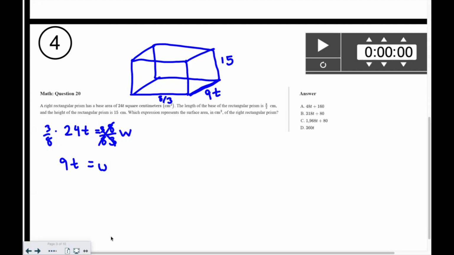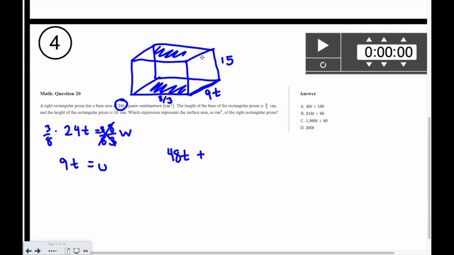All right, so that's the first thing we probably should do in this problem: use the area of the base to find the width, because we're going to need the surface area. So when we think about the surface area of a rectangular prism, it's just the sum of all the rectangles that make it up. And there's 6 of them total, but they come in pairs of 2. So if I look at the bottom and the top, I already know that the area of that is 24t. So both of those together is going to be 48t.